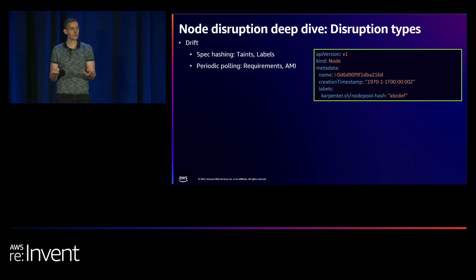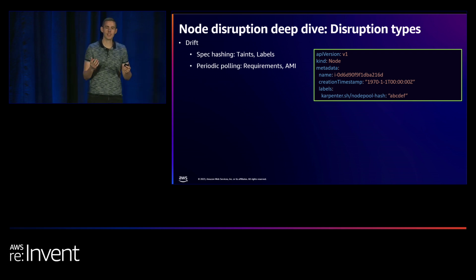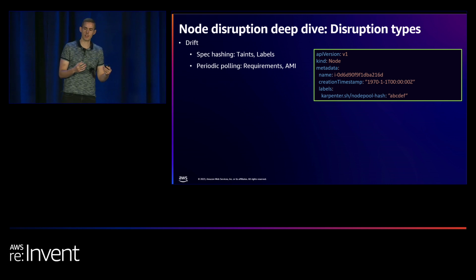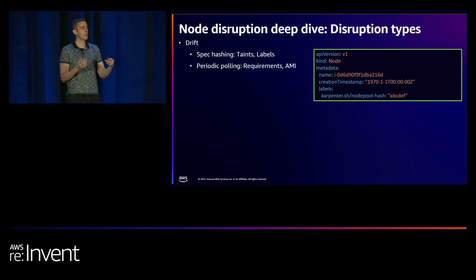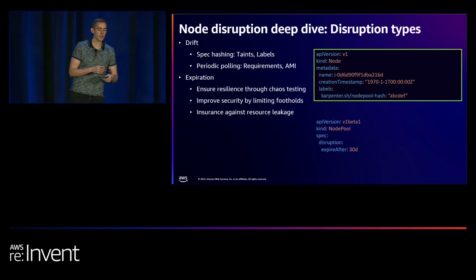There's another kind of drift that can't be hashed. Things that Raj mentioned earlier, like discovering an AMI. That's something that's defined outside of the Kubernetes configuration, and we have to discover it. Discovering Kubernetes version, discovering AMI selectors. There's a bunch of different discovery mechanisms in Karpenter, so we periodically poll and compare those sets to do the discovered drift. We also have expiration.